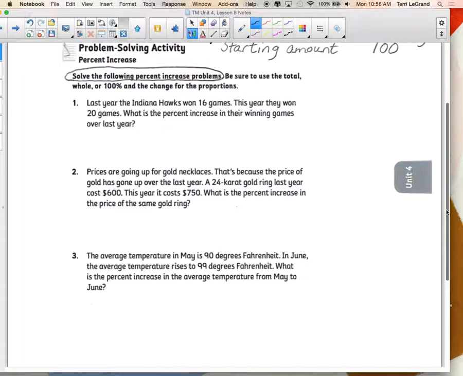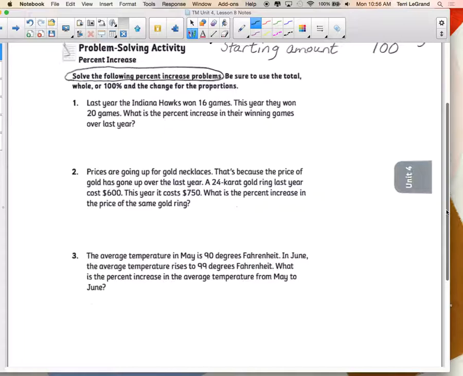Last year, the Indiana Hawks won 16 games. This year, they won 20 games. What is the percent increase in their winning games over the last year? So what's important information in here that we're going to underline? Give me something that I think we should underline. Harley, what's one thing? 16 games. They won 16 games, okay?